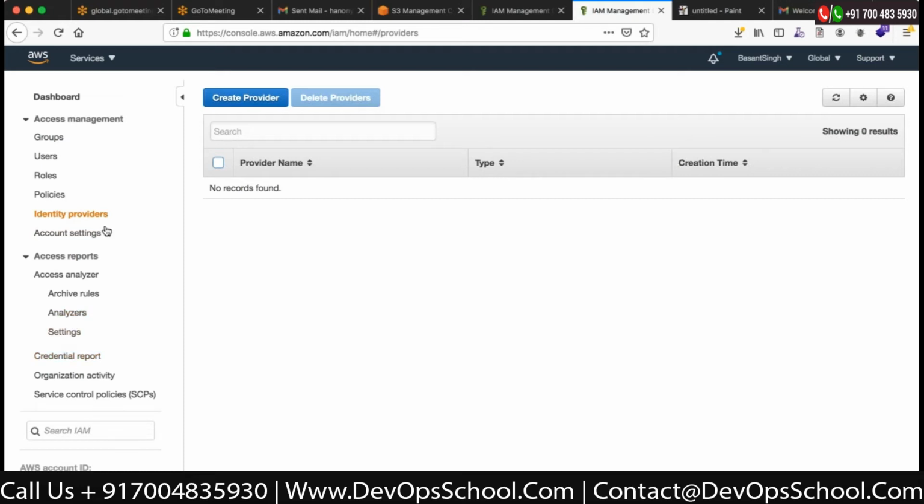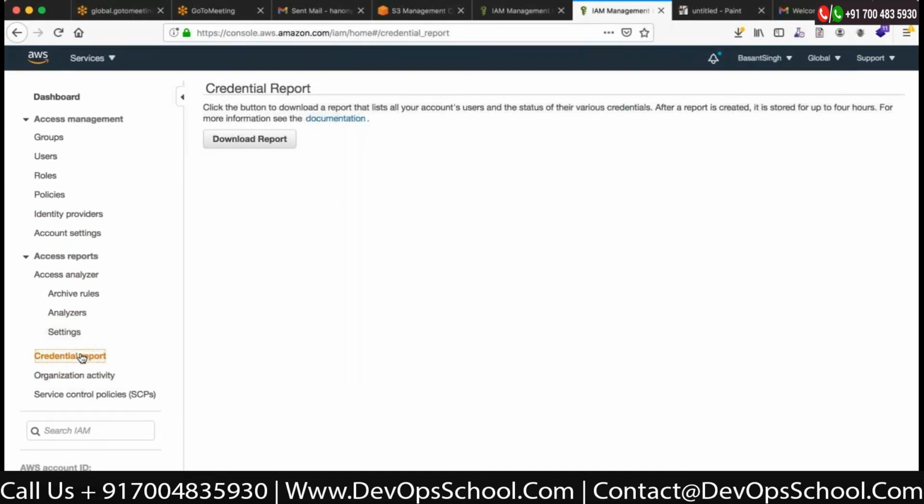All right. Then you have the credentials report. The credentials report is basically something you download that gives you all the credentials that have been created, from your root account to the users and whatever accounts have been created. You can download the report of them, and that's what credential reports are.